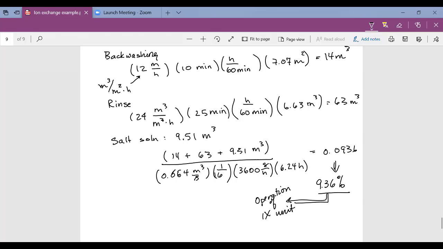Any questions? So that's the end of this problem. This actually ends ion exchange.